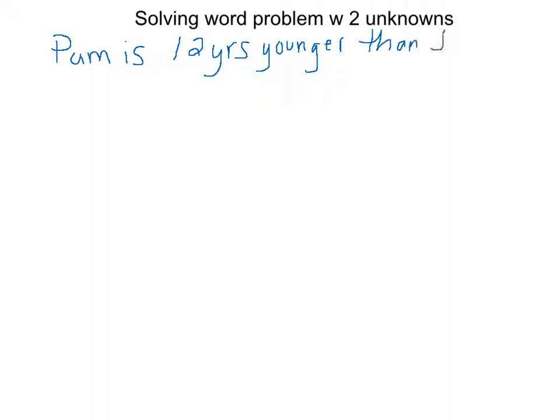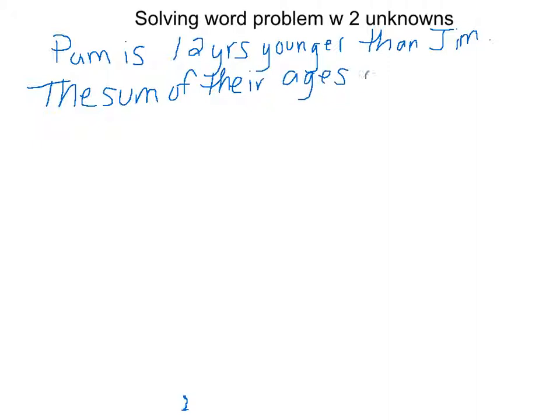We have two kids. Pam, maybe they're not kids, I don't know. Pam is 12 years younger than Jim. So I would suggest you get out your notebook and copy these in. Pam is 12 years younger than Jim. Let's see what else we know. The sum of their ages is 34. How old is Jim?